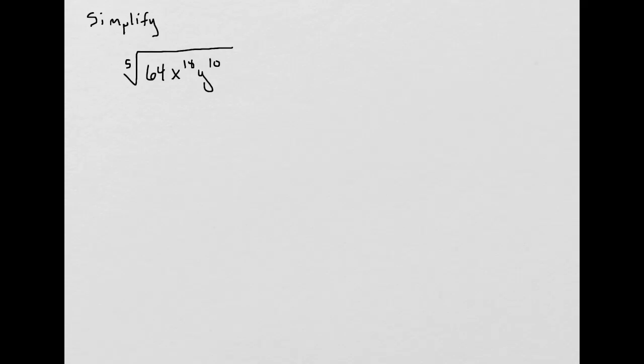Hello and welcome. In this video, we're going to be talking about how to simplify radicals with index numbers higher than 2. So in this case, we're actually going to be simplifying the fifth root of 64 x to the 18th y to the 10th.